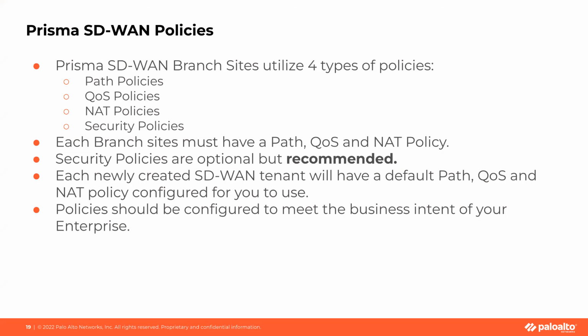If you want to configure security policies as well, these are optional, but we do recommend that security policies are implemented. And for every new Prisma SD-WAN customer that we have, we build a set of default policies for them out of the box. So a path, a QoS, and a NAT policy are automatically created when a new tenant is onboarded, which have some basic rules in them, which allow you to get a head start on your policies. But then you can tailor those to your specific business requirements. So the policies should be configured to meet the business intent of your enterprise.